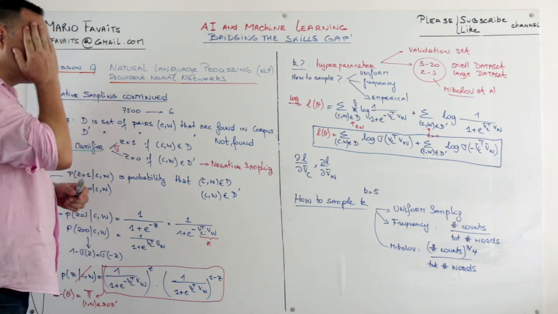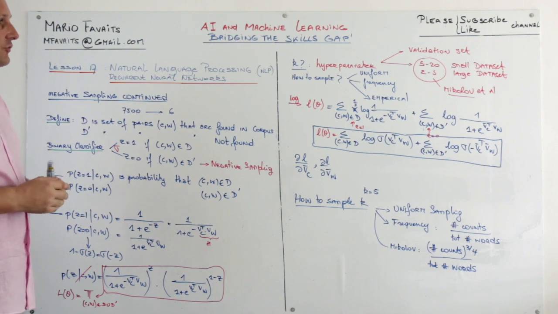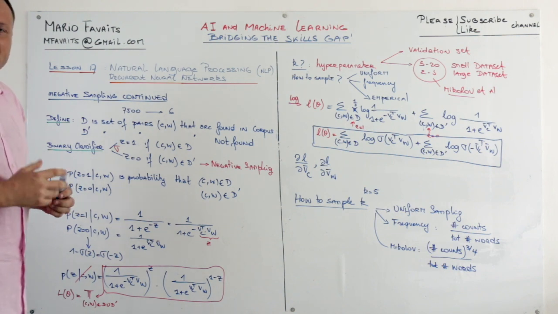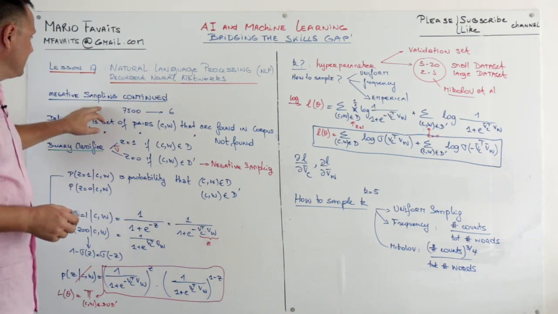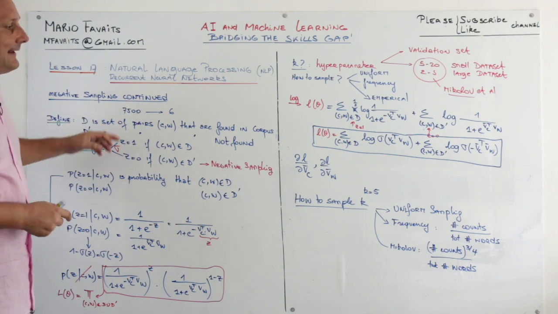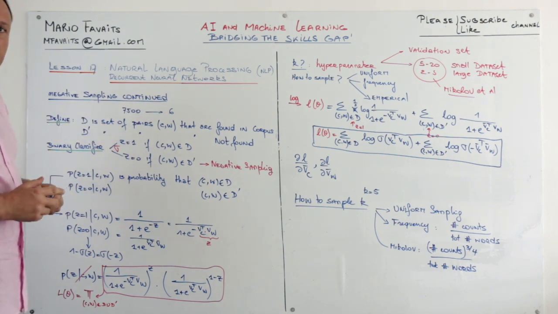Alright, there's another technique that we can use to solve our initial problem, another technique than the negative sampling technique, and that technique is called the hierarchical softmax.